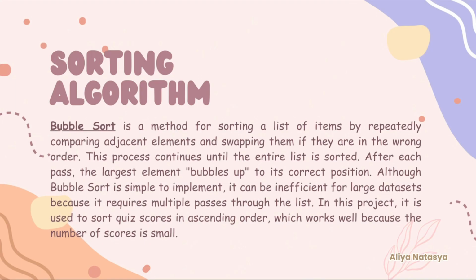For the sorting algorithm, we select bubble sort. Bubble sort is a method for sorting a list of items by repeatedly comparing adjacent elements and swapping them if they are in the wrong order. This process continues until the entire list is sorted. After each pass, the largest element bubbles up to its correct position.